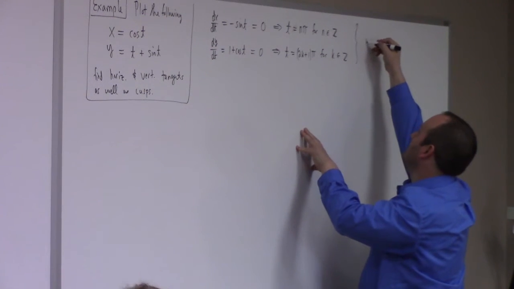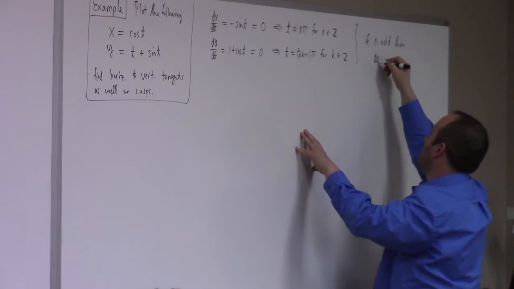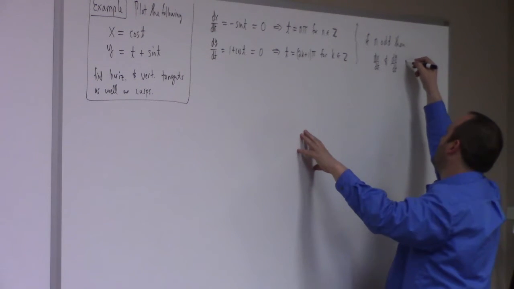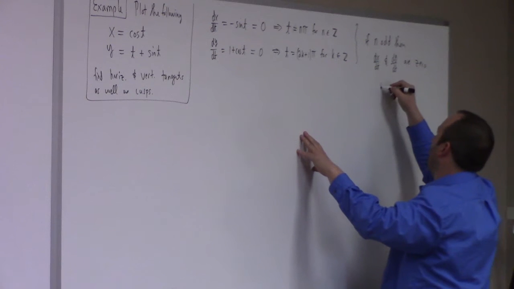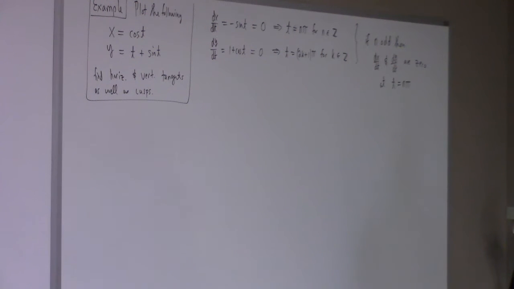So if n is odd, then dx/dt and dy/dt are 0 at t equals n pi, right? If both dx/dt and dy/dt are equal to 0, that's a place where the graph may have a cusp, or it may just be a place where the path stops and then starts again smoothly. You can't know in general without further analysis. It happens for this graph that they're actually cusps.